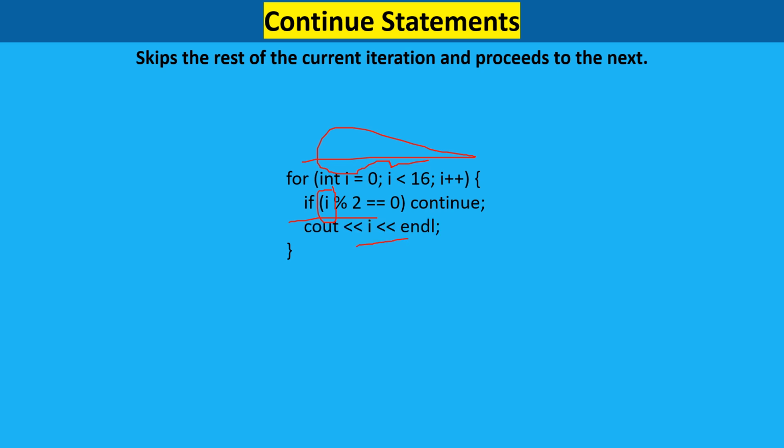cout << i << endl. If the condition is false, meaning i is odd, this line executes. The current value of i is printed on the console followed by a new line, endl. Only the odd values of i are printed because the continue statement skips the cout statement for even values of i, allowing skipping specific iterations in a loop to avoid processing irrelevant data, ensuring the loop continues with the next iteration seamlessly. And this would be the answer of the continue statement.